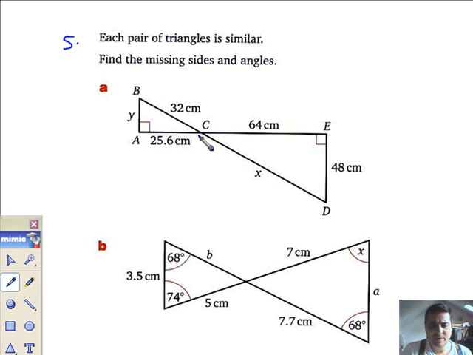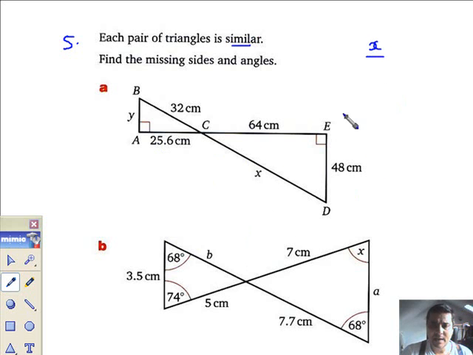The 25.6 corresponds to the 64 here, it's on a straight line, so AC corresponds to CE. We know that because they're similar triangles. 32 centimeters corresponds with CD here, and the 48 centimeter height corresponds to the height of AB, or the Y there. So I've got two questions trapped within the one. Again, be very careful what you put on top.